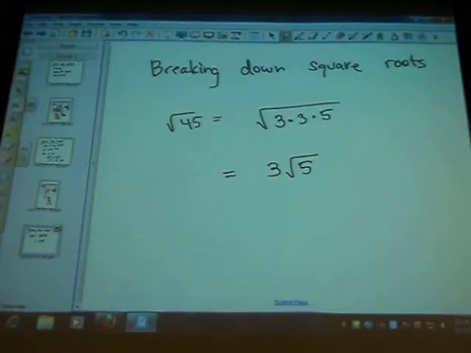You're trying to get the x squared by itself. So to get x squared by itself, you're going to have to add 18 over to the other side. So you'd have x squared equals 18. Okay, then you take the square root of 18. Okay?